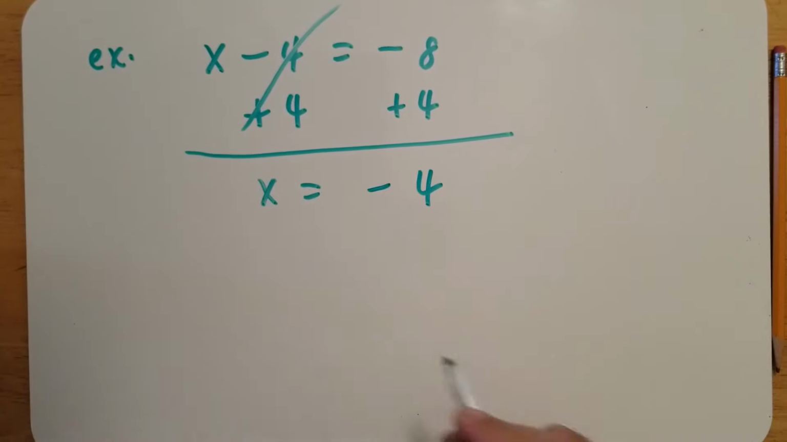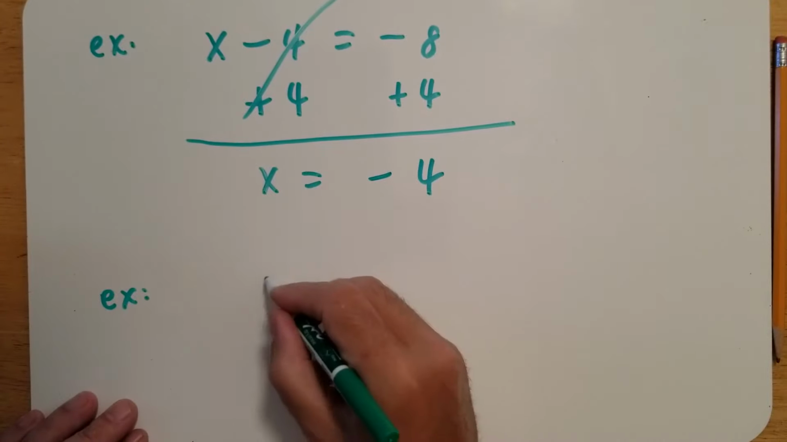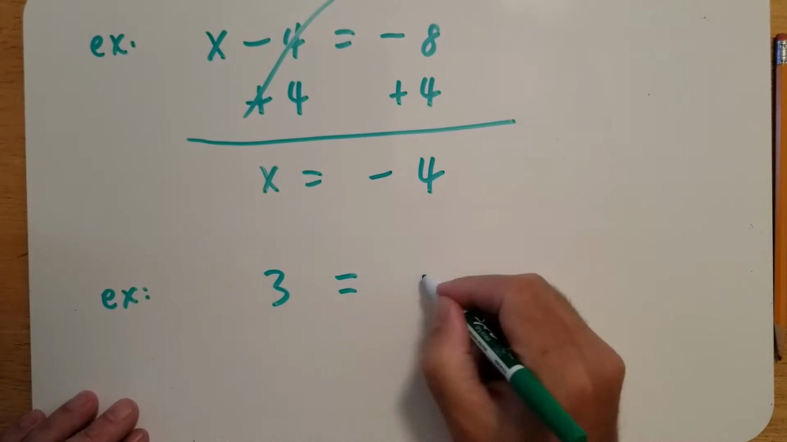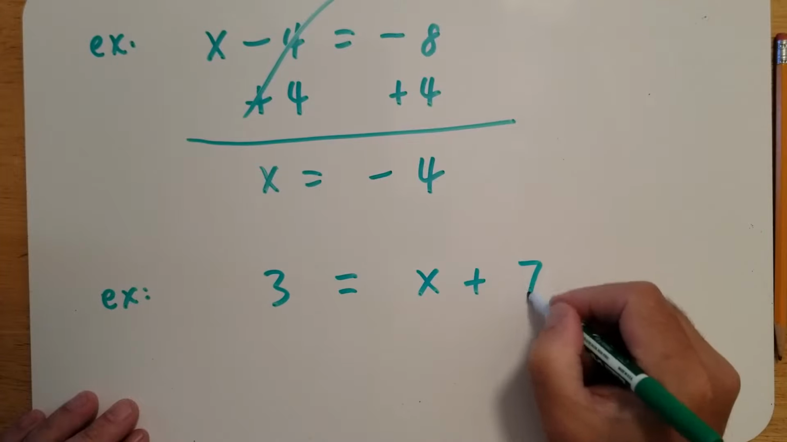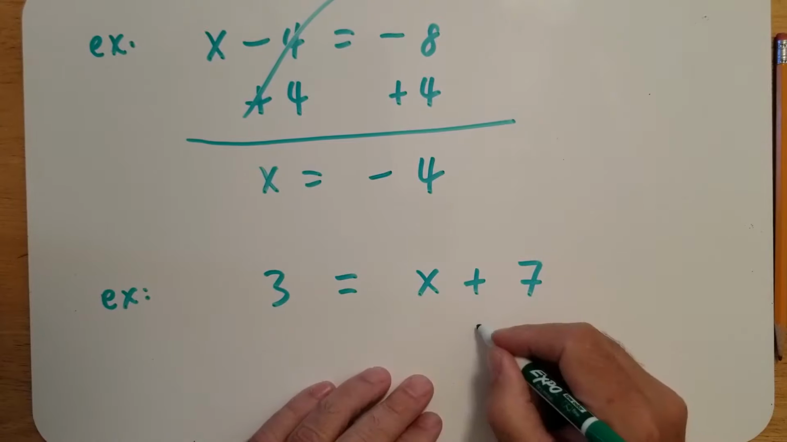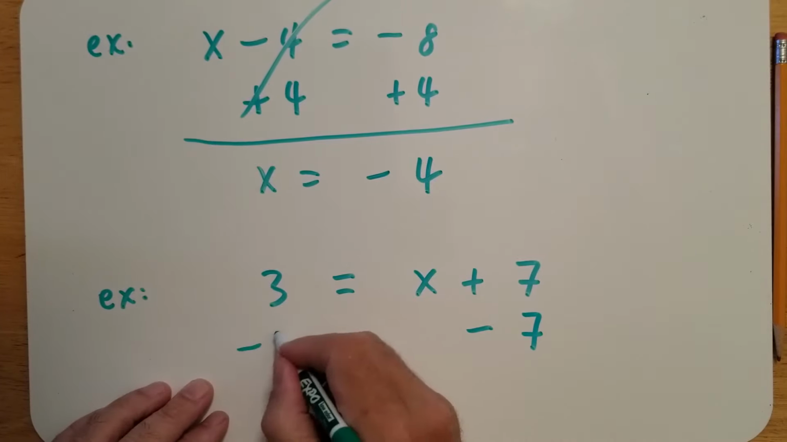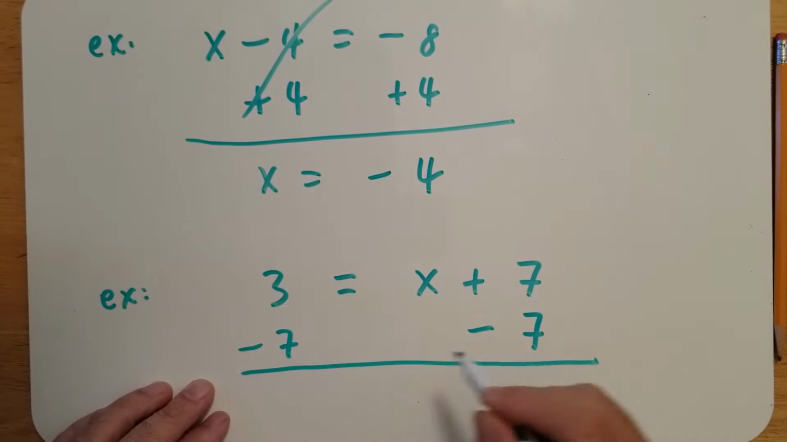Sometimes they'll put the x on the other side of the equation. Suppose I had 3 equals x plus 7. In this example, it's the plus 7 that's bothering x. So to get rid of a plus 7, I'm going to do minus 7. If I do minus 7 on one side, I have to do minus 7 on the other side.